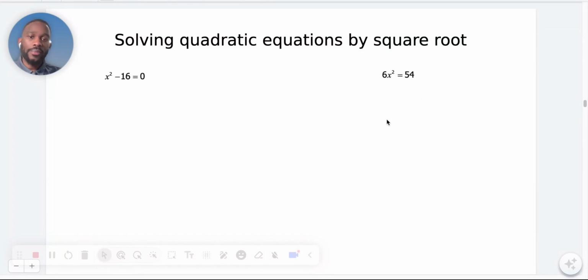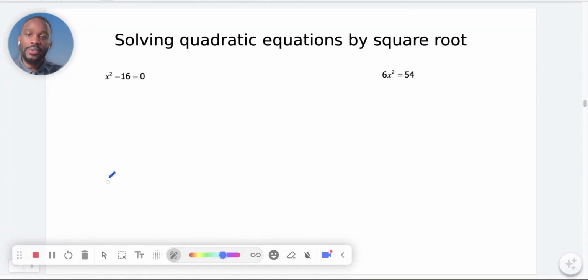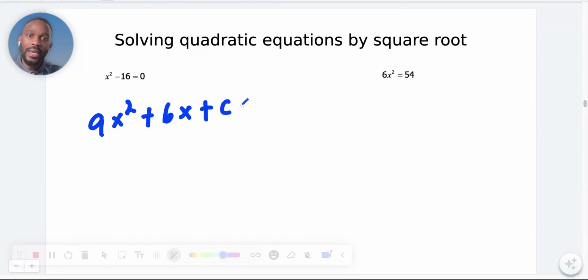Okay, so we know from my first series of videos that quadratic equations are always written in this format: ax squared plus bx plus c is equal to 0. But whenever you don't have the x term, the middle term, that's when you apply solving quadratic equations by the square root. Does that make sense?